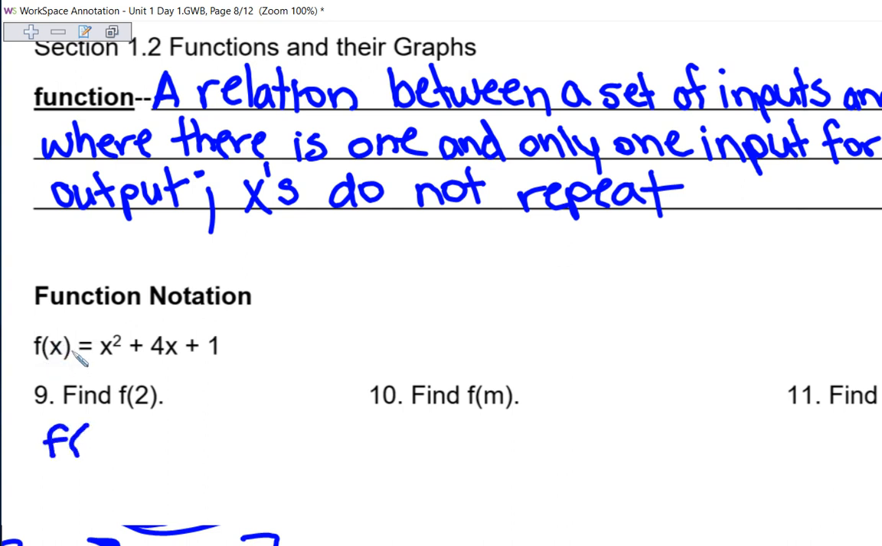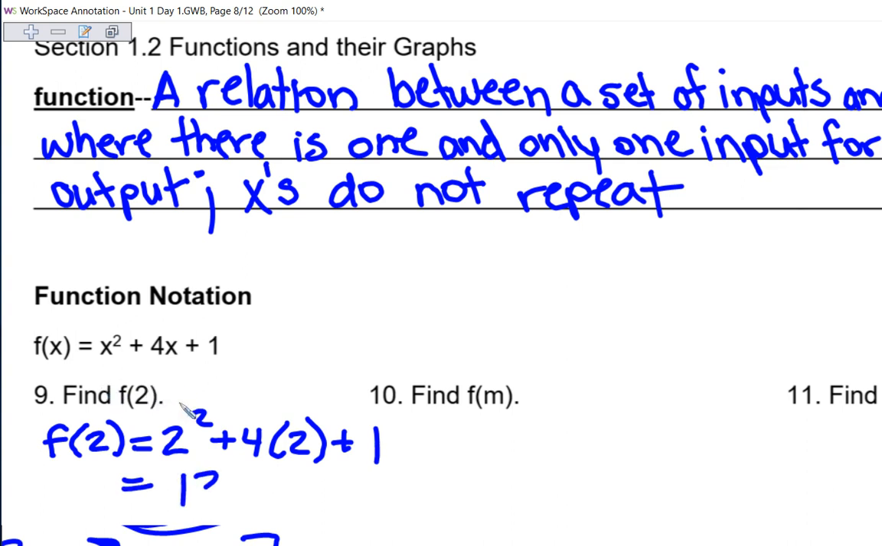So for f of 2, instead of the x, replace it with a 2, so that would be 2 squared plus 4 times 2 plus 1. Simplify that. What's 2 squared? 4, and 4 times 2. So 4 plus 8 is? 12. And 12 plus 1? 13. So f of 2 is equal to 13.